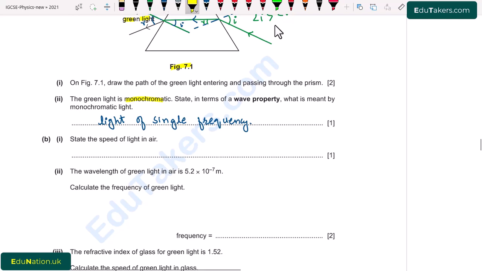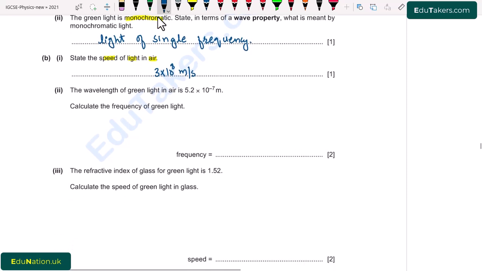Part B. First, state the speed of light in air. The speed of light is commonly 3 into 10 to the power 8 meter per second. So I write here, the speed of light is 3 into 10 to the power 8 meter per second. Next, part 2. The wavelength of the green light in air is 5.2 into 10 to the power minus 7 meters. Calculate the frequency of the green light. Here we have to calculate the frequency of the green light, and its wavelength is 5.2 into 10 to the power minus 7 meter, and it moves with the speed of light.